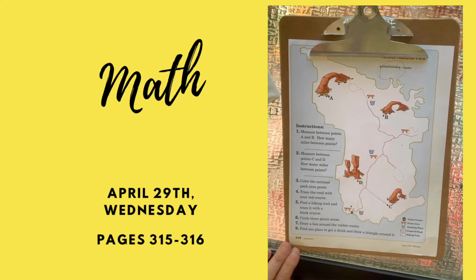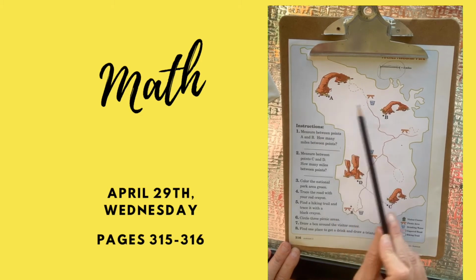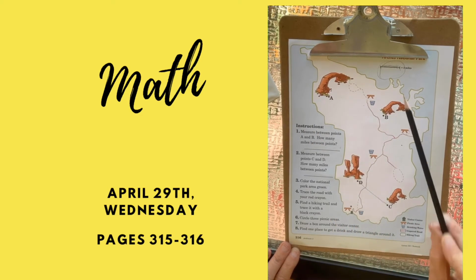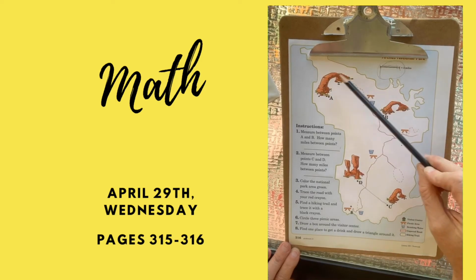Okay, then this part's easy because it says color the national park area green. Well, you're like, how do I even know where that is? Okay, the national park area is all this green, because this is all of Arches National Park, this whole thing.